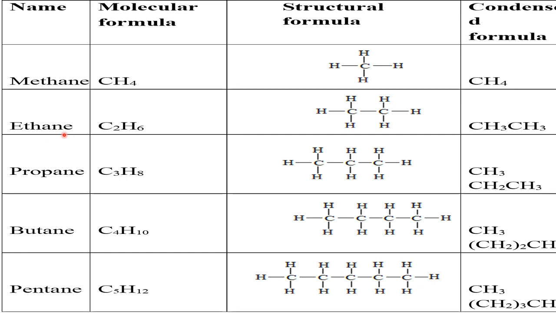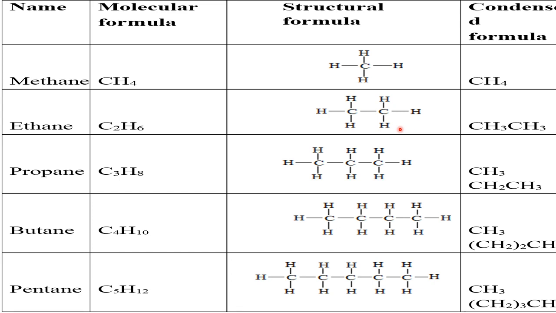The next is ethane. Eth is 2, so 2 carbon atoms. If you follow the formula 2n plus 2, it will be 2 times 2, 4, plus 2. It will give you 6 hydrogen atoms. Now, to write the structural formula, there are 2 carbon atoms. So you start with the 2 carbon atoms. You write one carbon atom single bonded to another carbon atom. Then the rest of the bonds, you populate them with hydrogen.